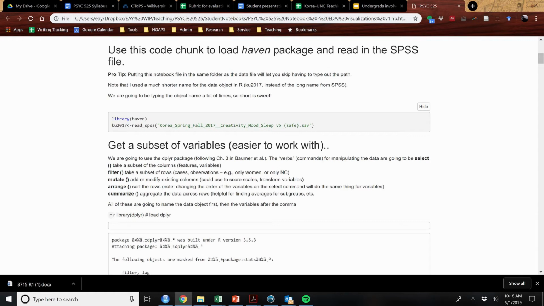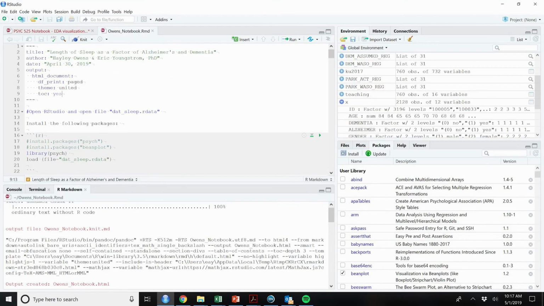So here we're looking at me writing the code, and then you can click a button and it publishes it as a web page, or as a PDF, or as a Microsoft Word document, or as slides.